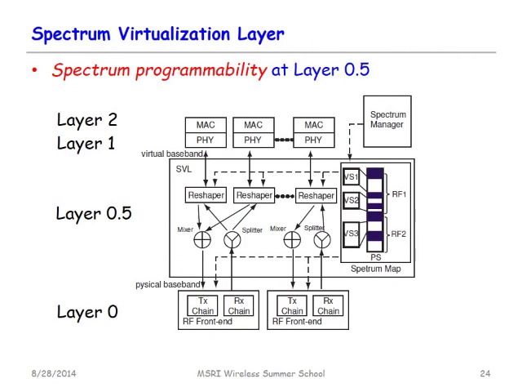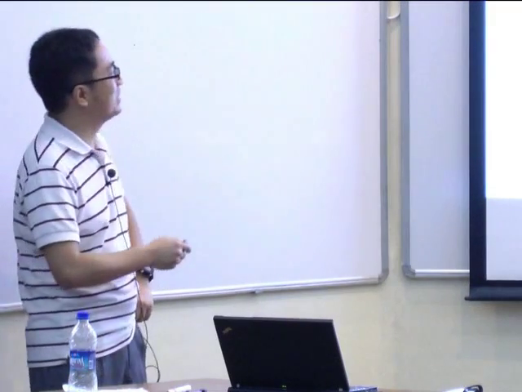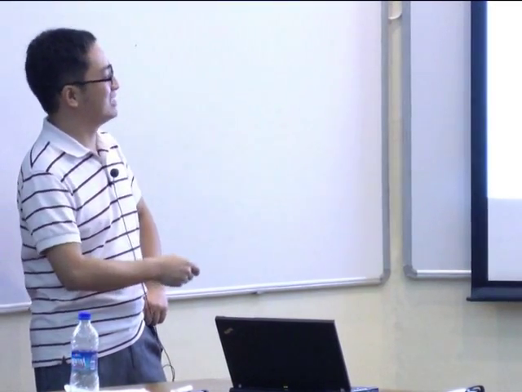So this layer, we call that a spectrum virtualization layer. It's actually located as layer 0.5. Why? Because the physical layer is layer 1, the first layer. But it's below the physical layer, and of course above the really analog hardware, which is layer 0.